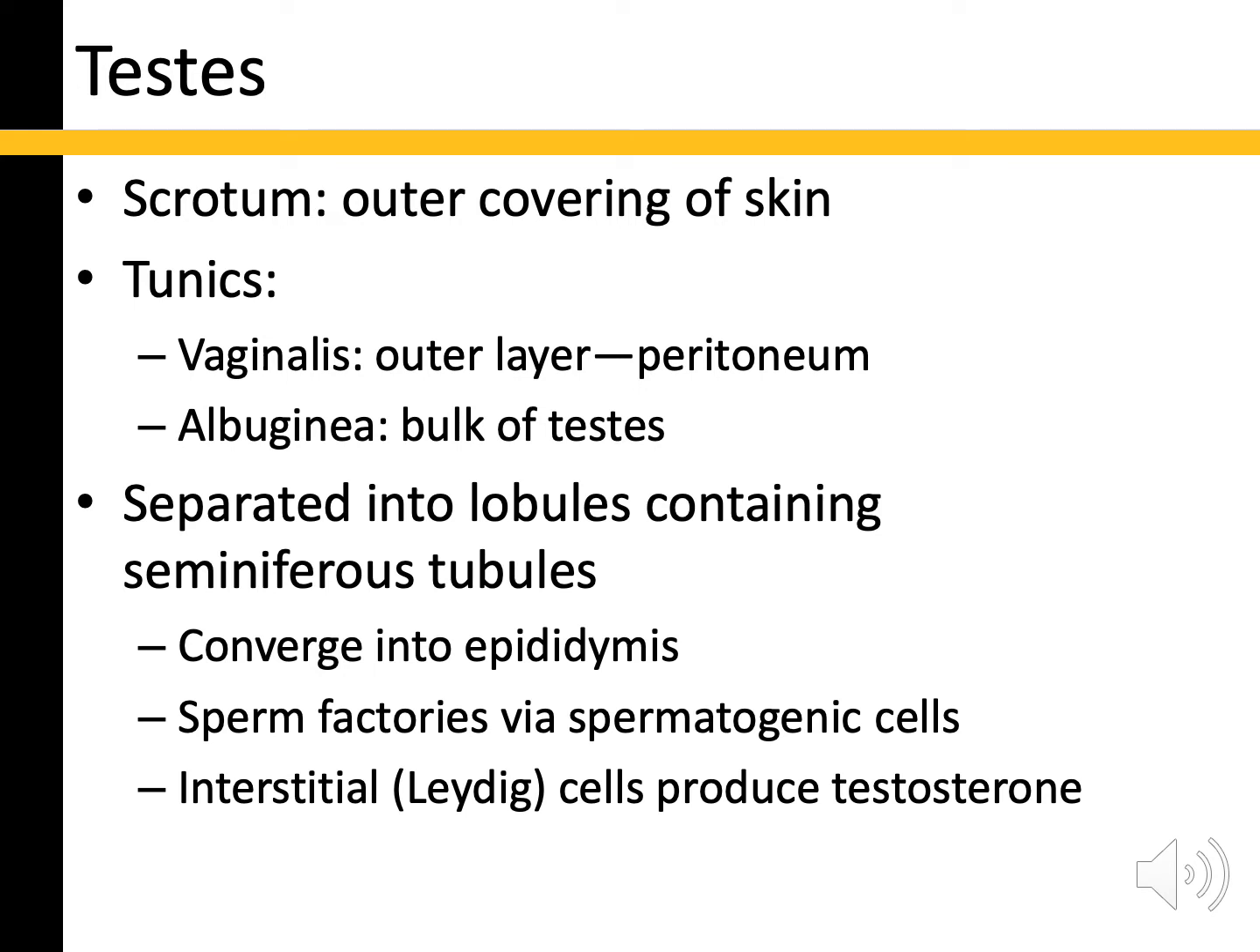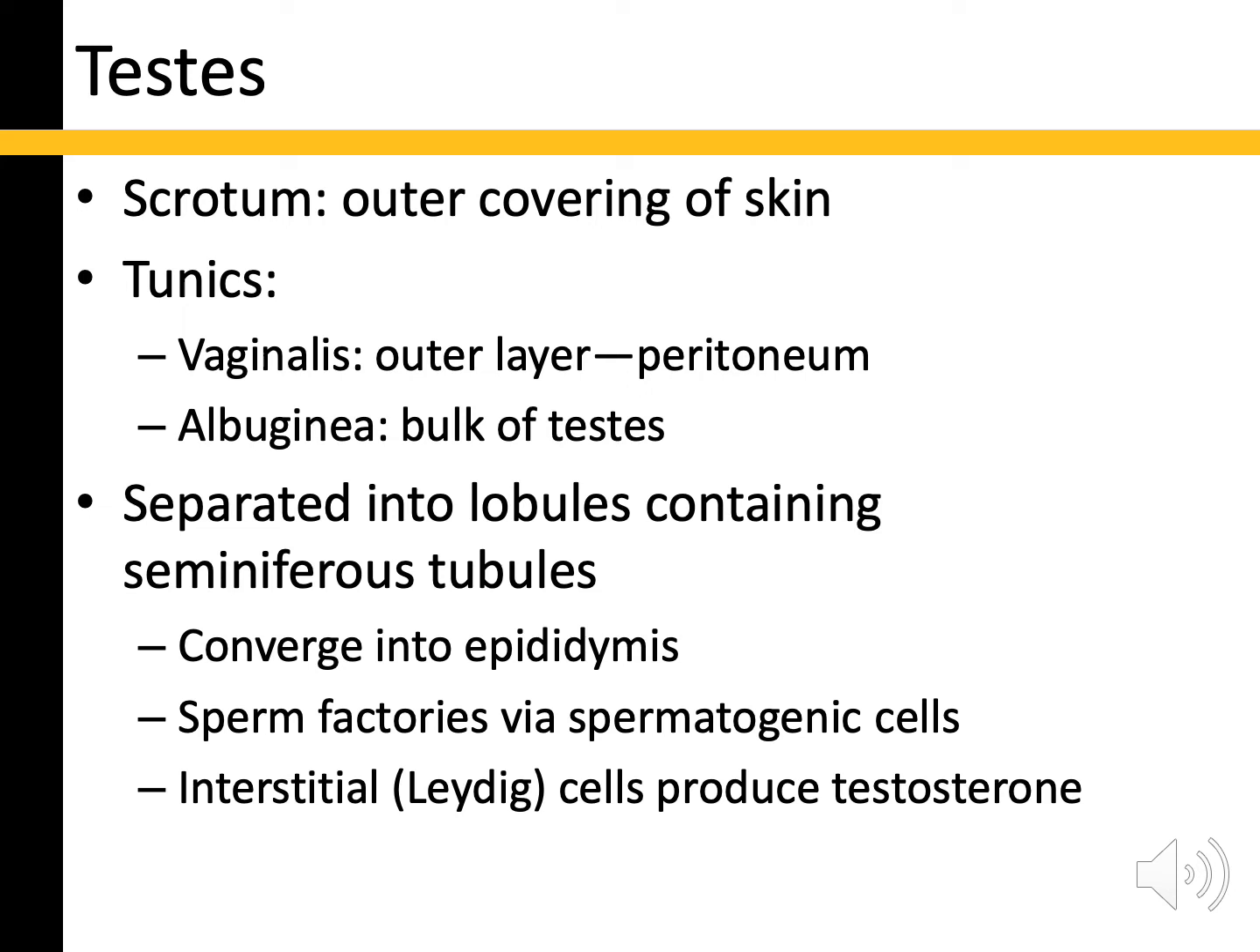But also, within the tunica albuginea, there are cells called Leydig cells or interstitial cells, and their job is to produce testosterone. All right, so we're going to come back and talk about spermatogenesis and the hormonal control and all of that here in a little bit.